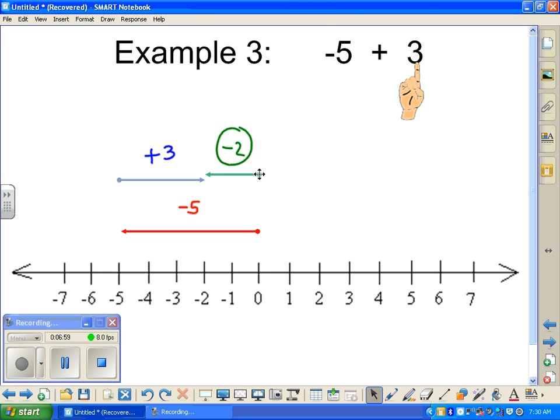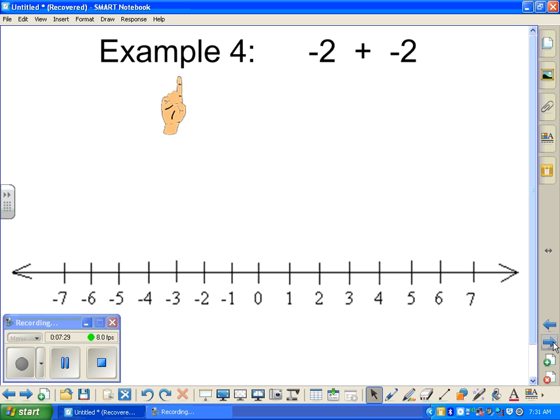So to recap again, 0 to -5 is represented by this line segment here above the number line. +3 means we're going this way. So it's almost like this chunk is taken out here. And what remains is the -2 mark here. And so that little chunk here that's represented by the green represents our answer, -2. Okay?